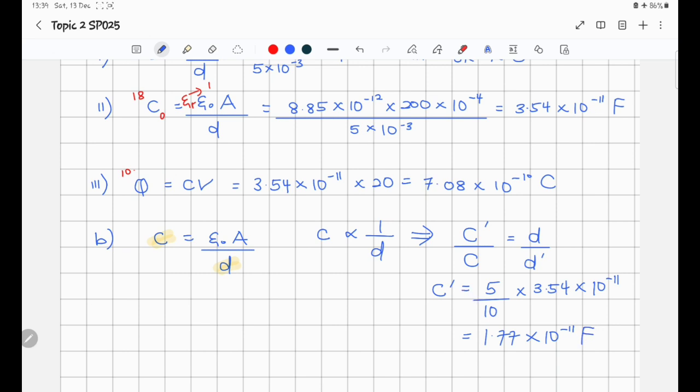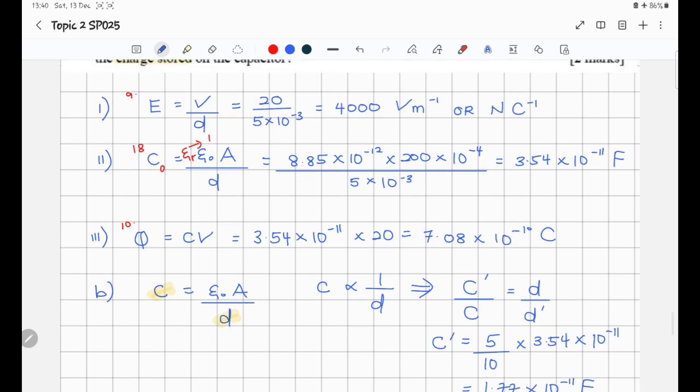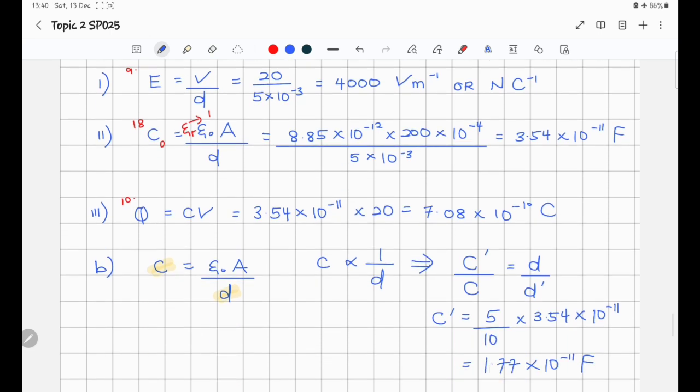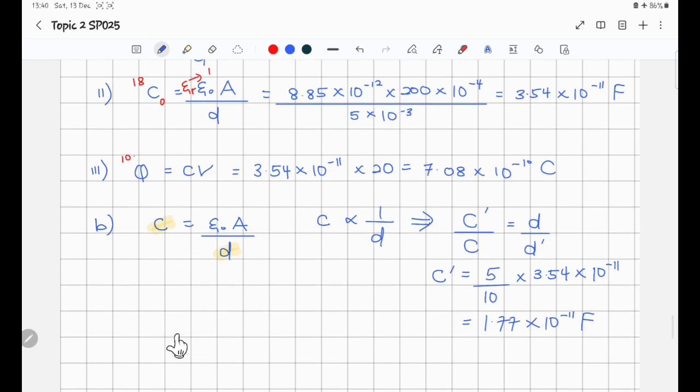Or actually, you can also use normal substitution here. Substitute the new d of 10 mm. You should get the same value, 1.77 times 10 to the power of negative 11 farad. And don't forget the next question: what is the charge stored on the capacitor? We want to find two things. The concept is very important, because to find the charge we need to apply the formula Q equals CV. V here, if you do not know it remains constant, will affect our answer.